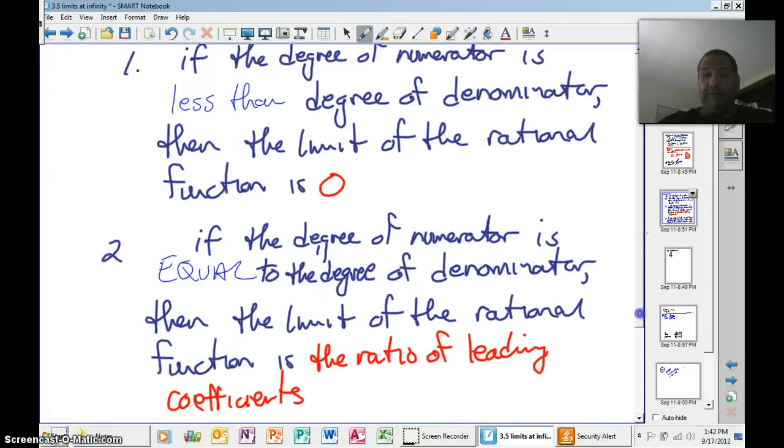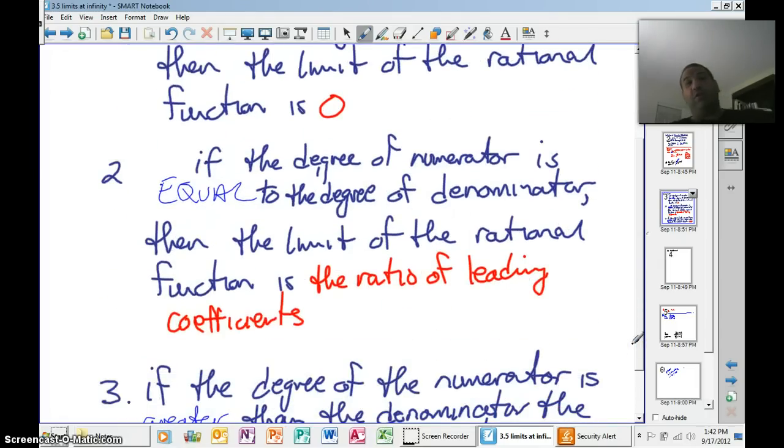If they're equal, let's say you have the same thing like x squared over x squared, or x to the 5th over x to the 5th, then it's just the ratio of the coefficients. So like 5x squared over 7x squared would be 5/7. Just the coefficients, because the x squareds will cancel.